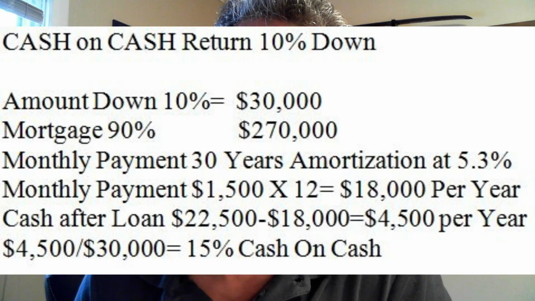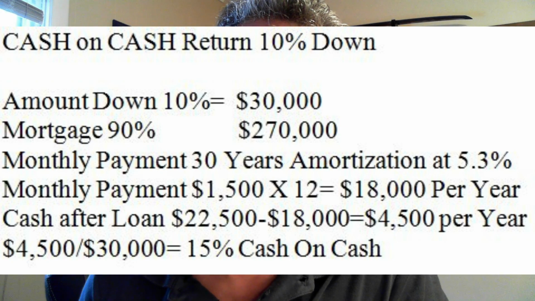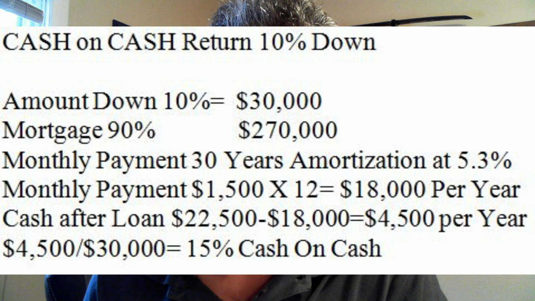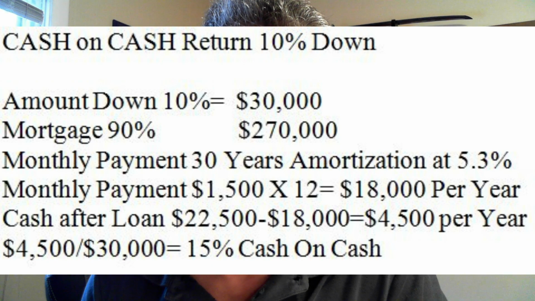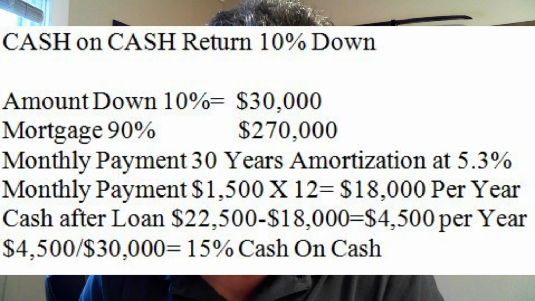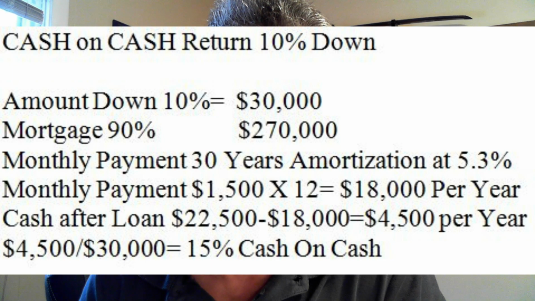Let's do a cash on cash return with 10% down. I'm just going to show you more in real terms what that might look like. So you're buying the house for $300,000. You're putting down 10%. That's $30,000. Your mortgage is $270,000. So that's a 90% loan. You're going to do the monthly payments the same, 30 years amortized at 5.3%.